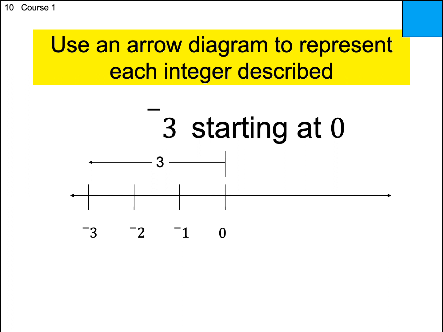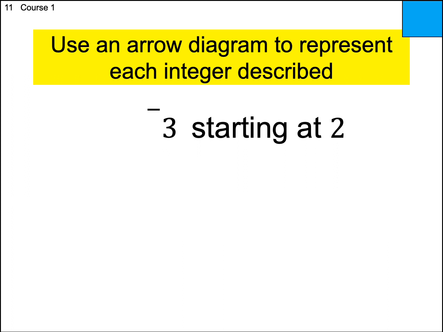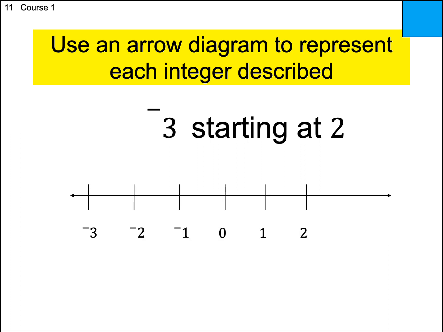I think we need to do another one, right? Okay, negative 3 starting at 2. So let's see, we start at 2, and we got to go to negative 3. Therefore, I need to have a negative 3. That's smaller than 2. Then we count up until we get to 2 on our number line.